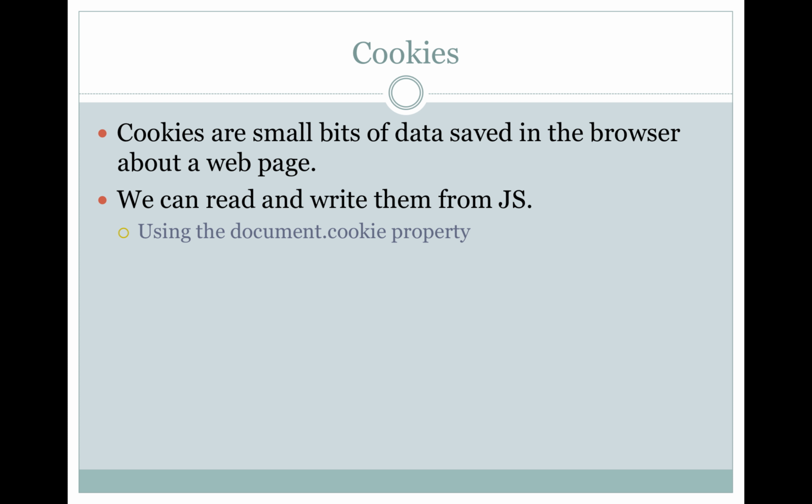So cookies are pretty simple. We have a special JavaScript property, the document.cookie property, and we more or less do two things. We either assign to the cookie property or we read from the cookie property. And that's about it. That's how we interact with cookies.